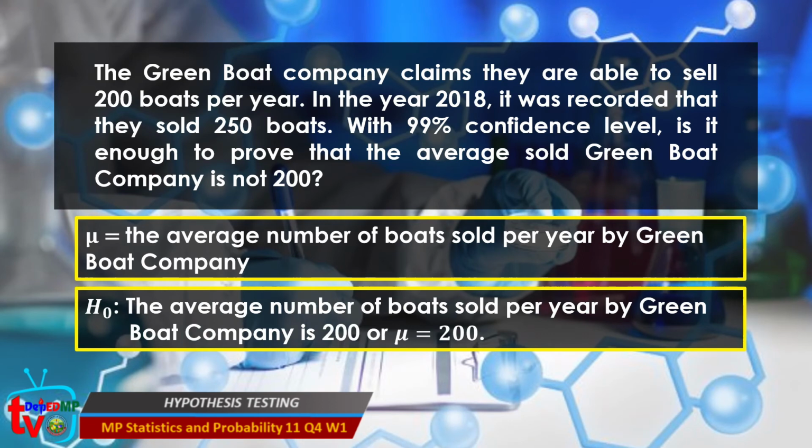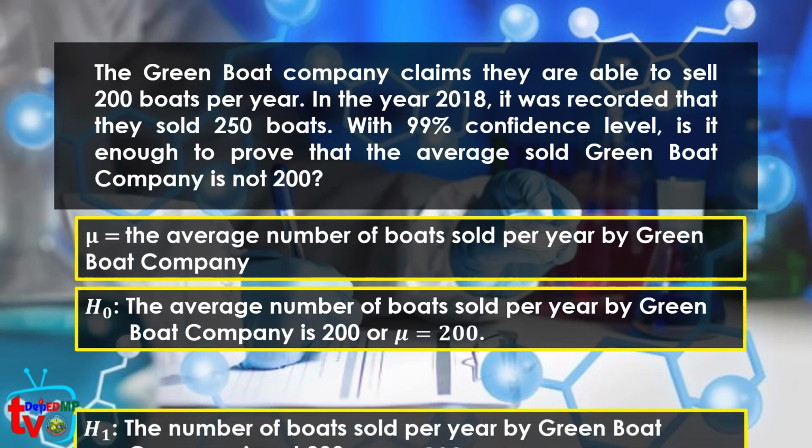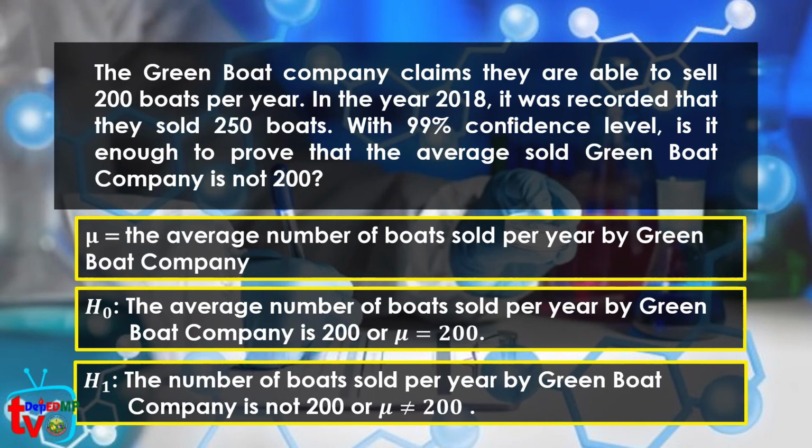The null hypothesis is the average number of boats sold per year by Green Boat Company is 200, or mean is equal to 200. And the alternative hypothesis is the number of boats sold per year by Green Boat Company is not 200, or mean is not equal to 200.